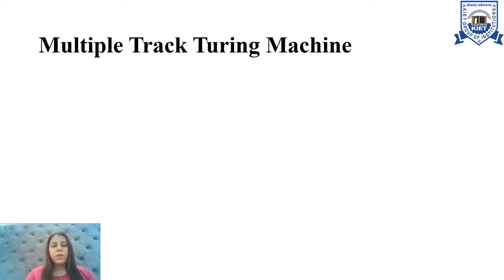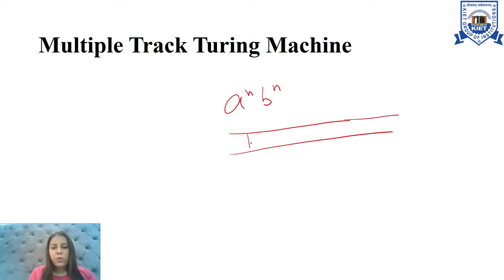Coming to the very first, multiple track Turing machine. In multiple track Turing machine, we have multiple input tapes, or we can say multiple tracks. Just taking a simple example of a^n b^n. If we have a single tape, then we store the input string on this input tape. I have taken here an example of aaabbb. Here we have blank, here also we have blank. Now the head will start from here.